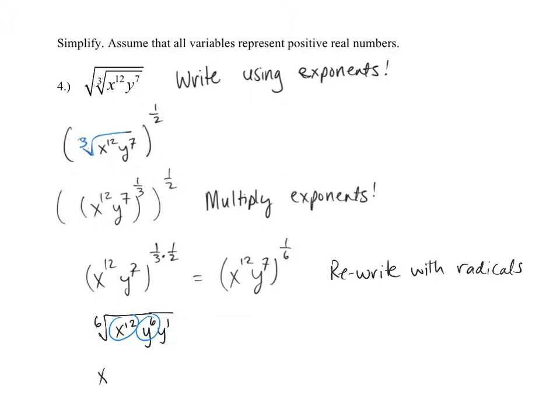So I would get x to the 2nd, because the power is the numerator, the root's the denominator. So that would be x squared, and then it'll just be y, because the power is the numerator, the root's the denominator, just y to the 1. And then we still have that 6th root of y. And that is done. So often it's helpful to know when to go back and forth between radicals and exponents.